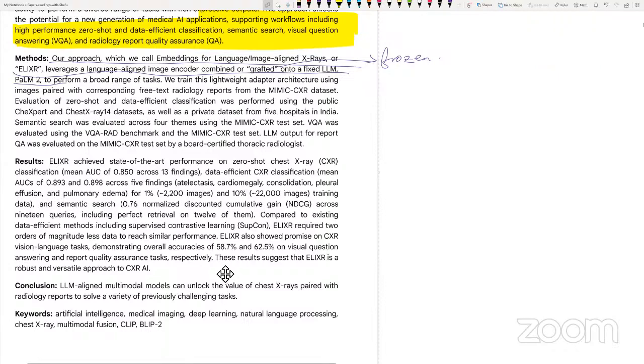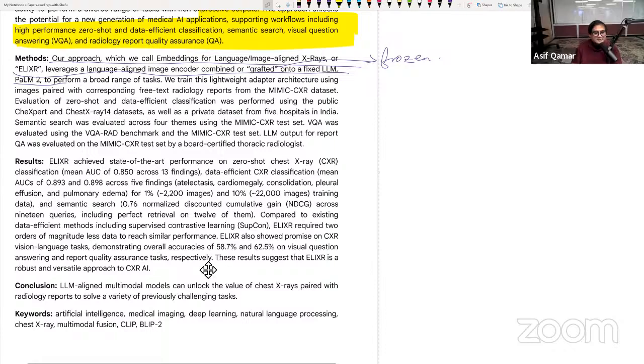Okay, thank you. All right, guys. So with that, we've had a pretty lively discussion. I'll go into the results, which are pretty remarkable. And remember, we are still reading the abstract. Elixir achieved state-of-the-art performance on zero-shot X-ray classification. You will see these examples. What are we classifying in the X-ray? We'll see a few diagnostic categories, and data efficient CXR classification. I believe CXR is chest X-ray classification.